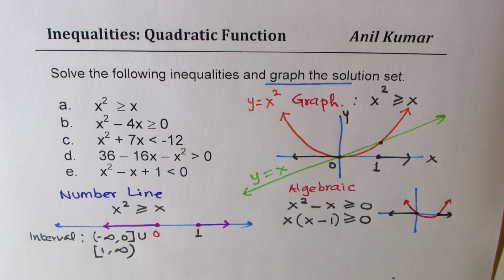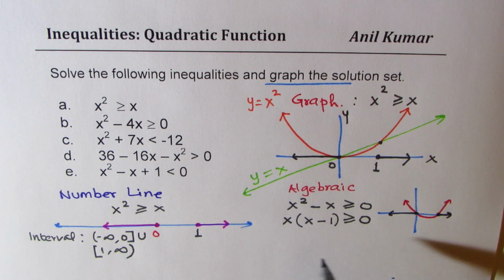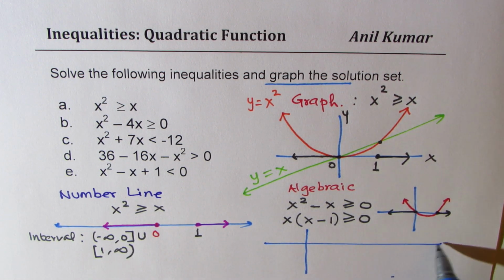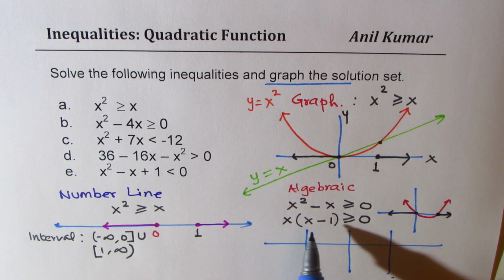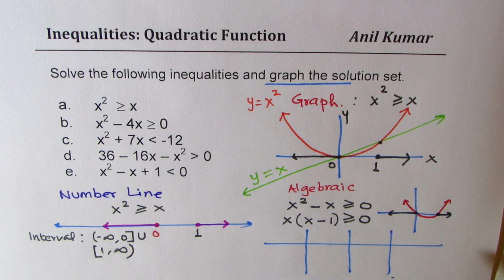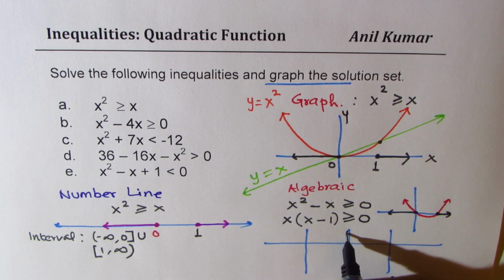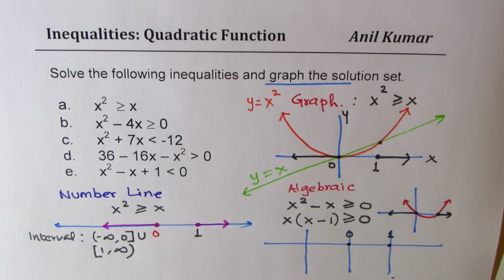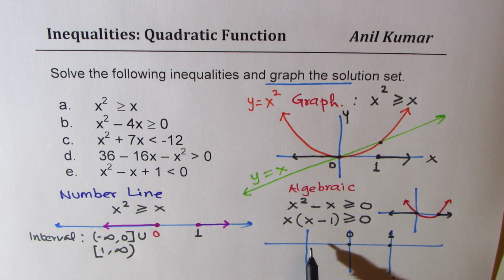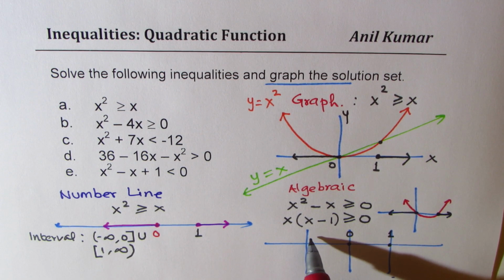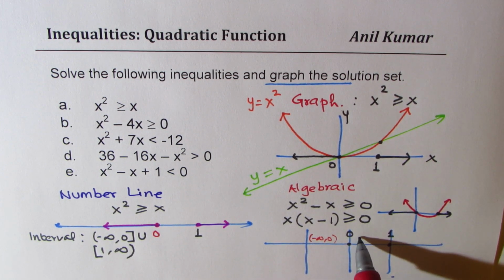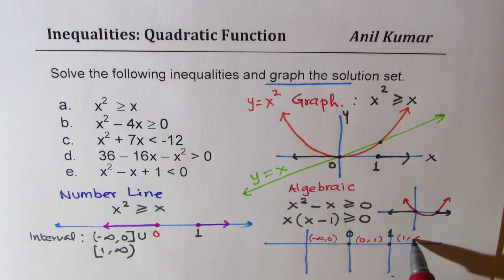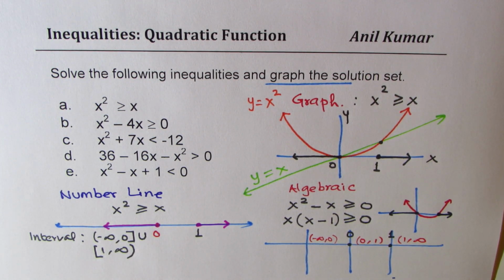The third method, which is more of algebraic way of doing it, is to have a table where we could find the intervals where the graph is greater than 0. Now these two are the zeros. That means at x equals to 0, the value is 0, and x equals to 1 also we have a 0, right? These are the two zeros. These zeros divide our interval into three regions. Now this one is from minus infinity to 0. Here we have from 0 to 1 and then from 1 to infinity. So these are the three intervals.